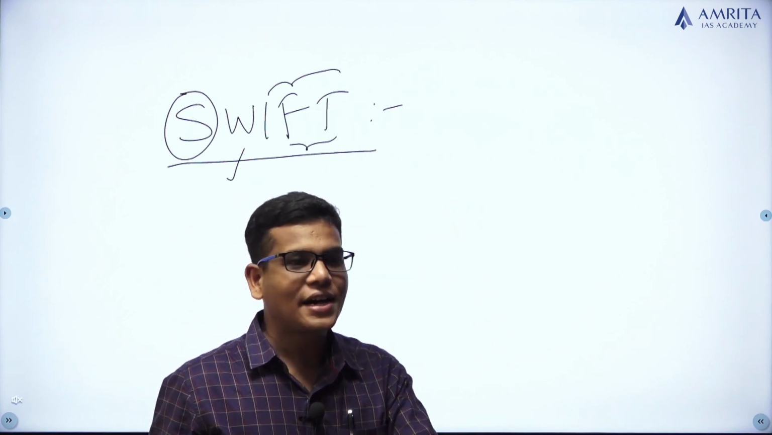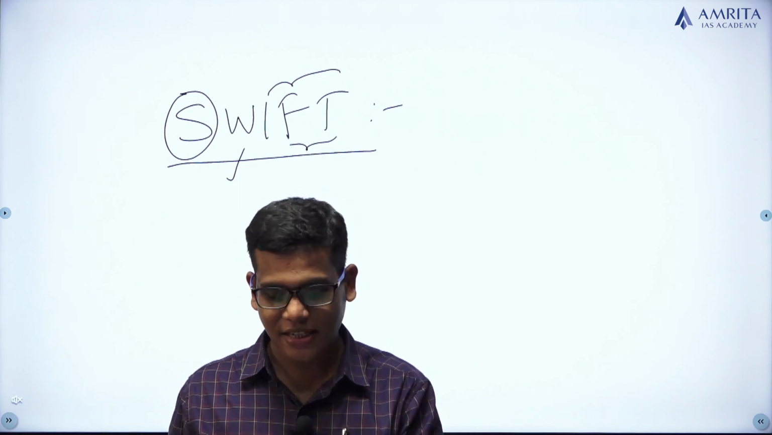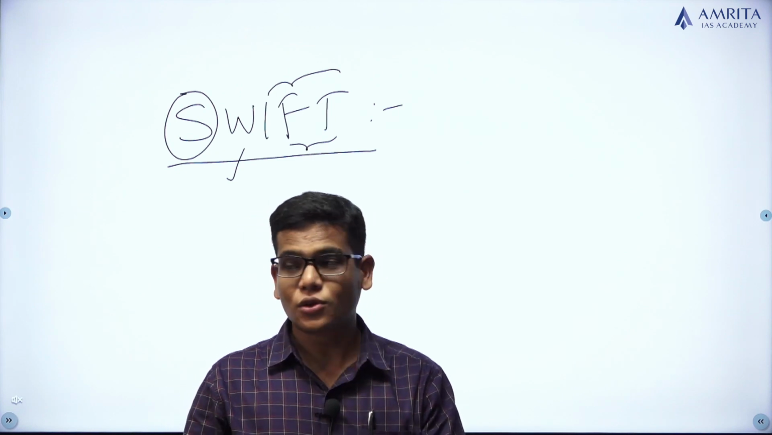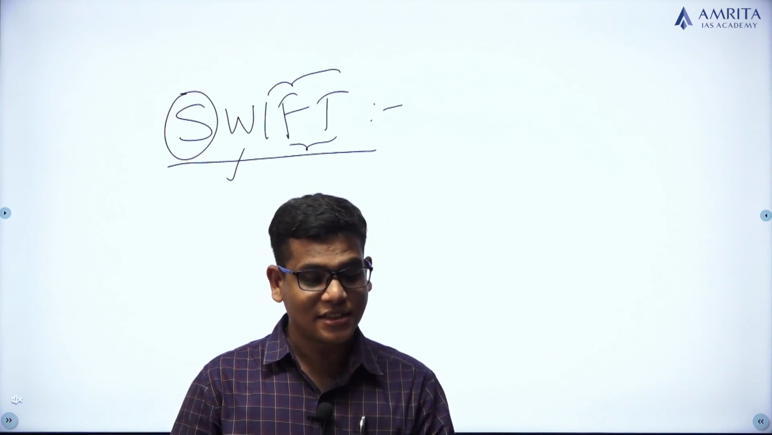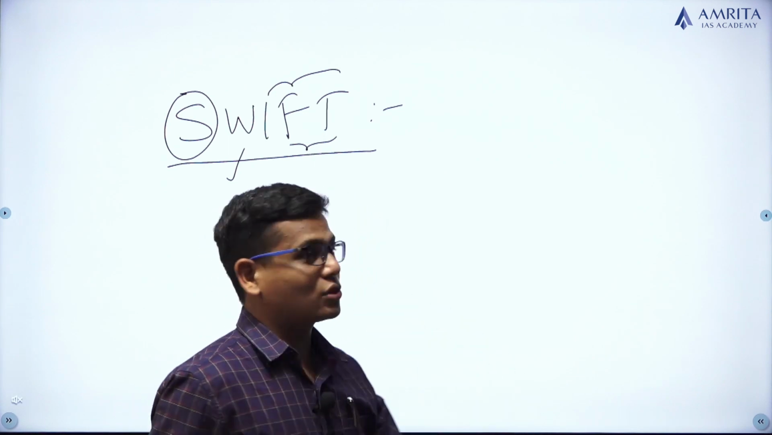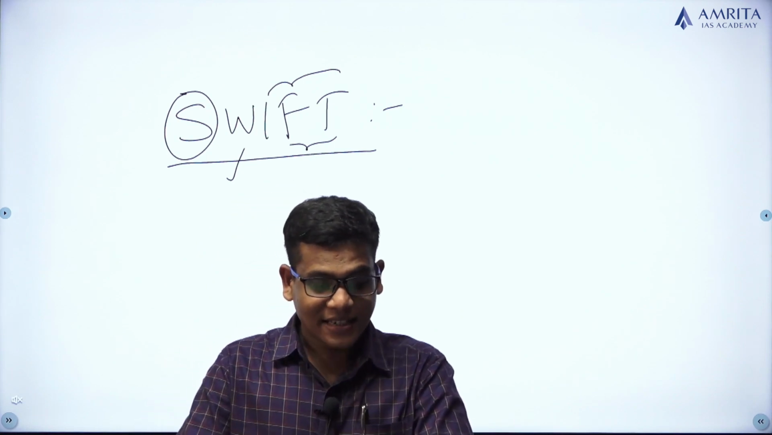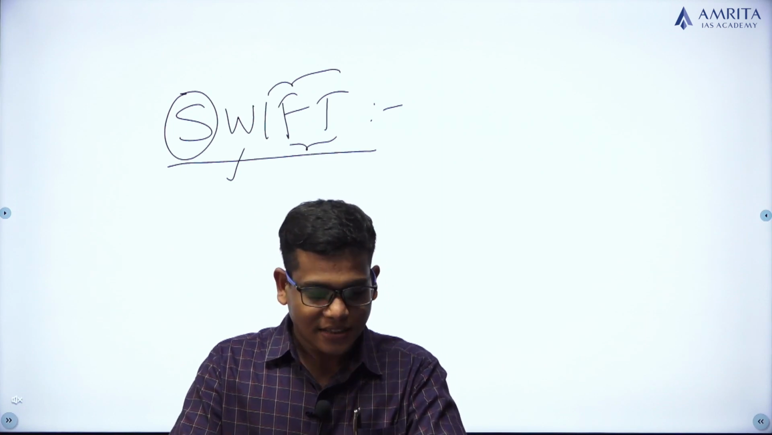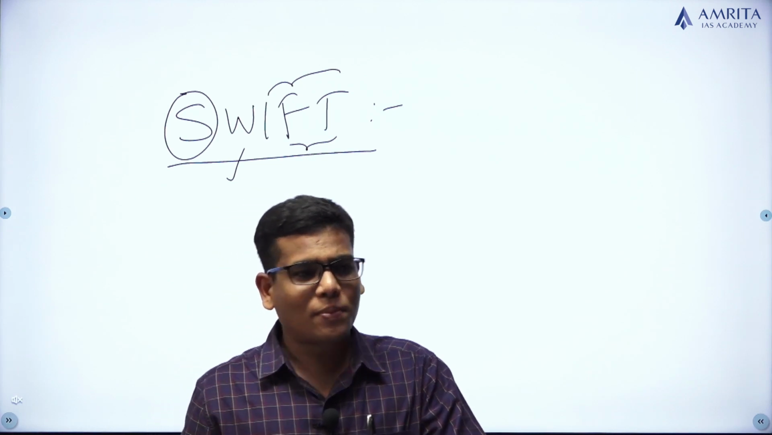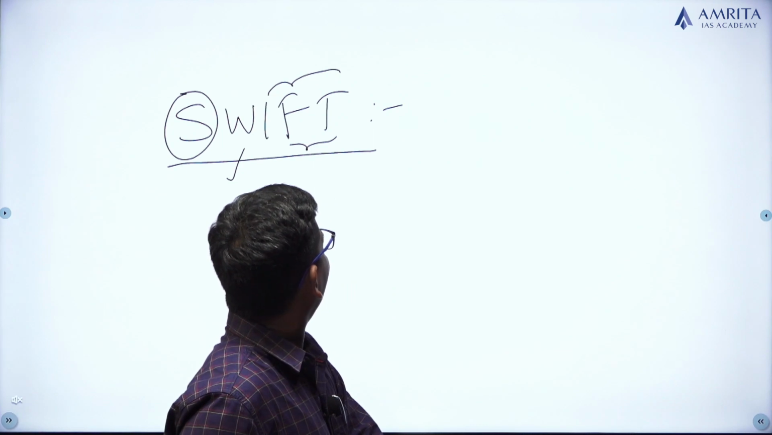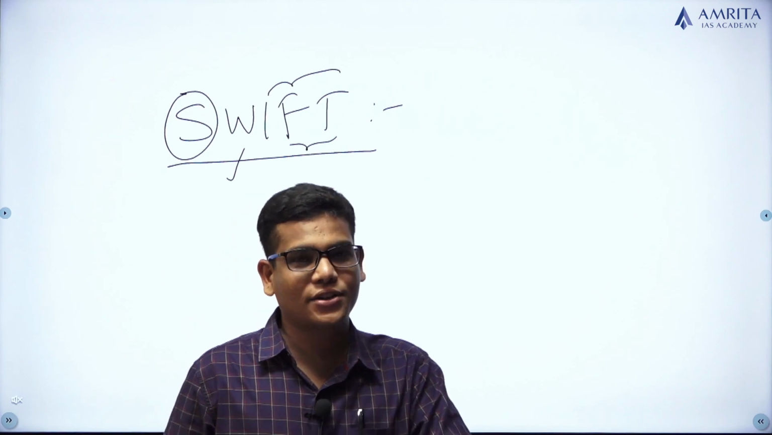So it's a society, it's not a company. It is in Belgium. It is a Belgian cooperative society, and this was started in the year 1973. So what is the purpose behind SWIFT, the Society for Worldwide Interbank Financial Telecommunication?